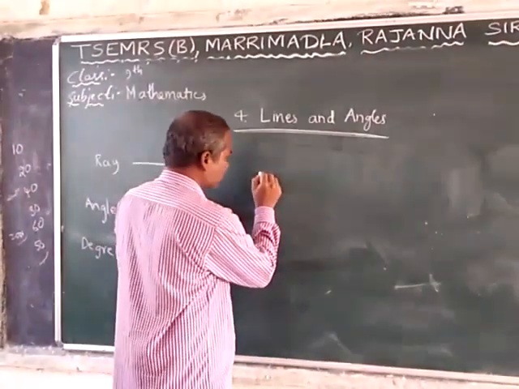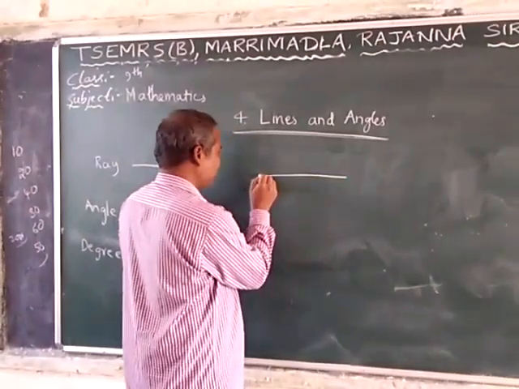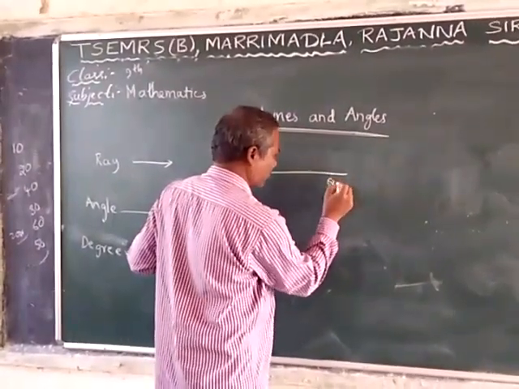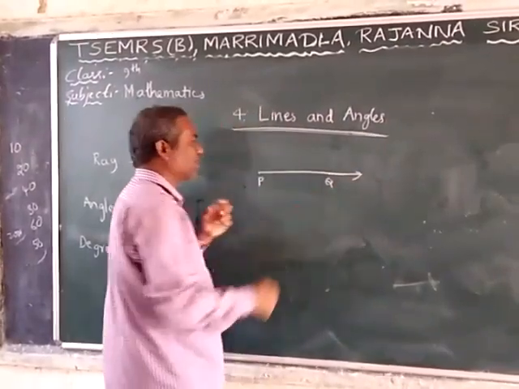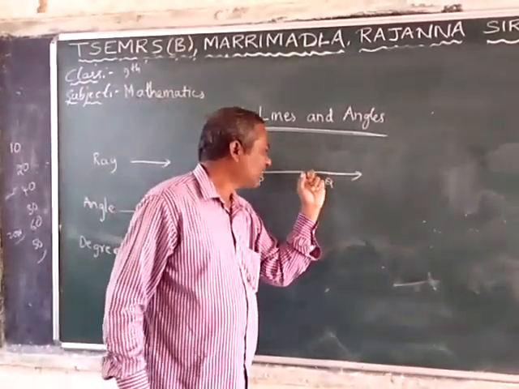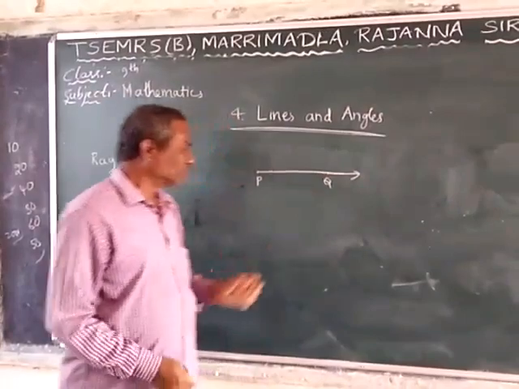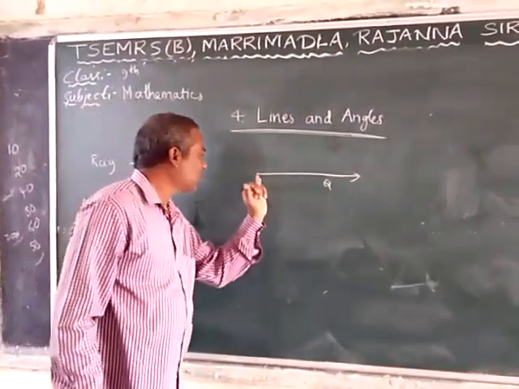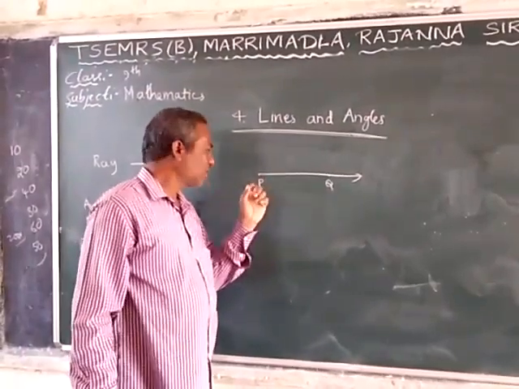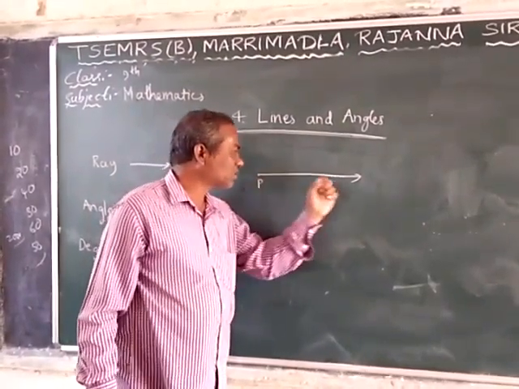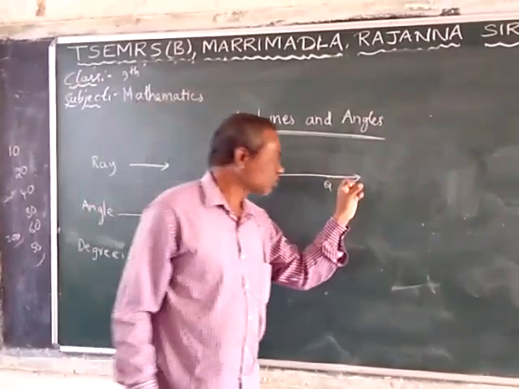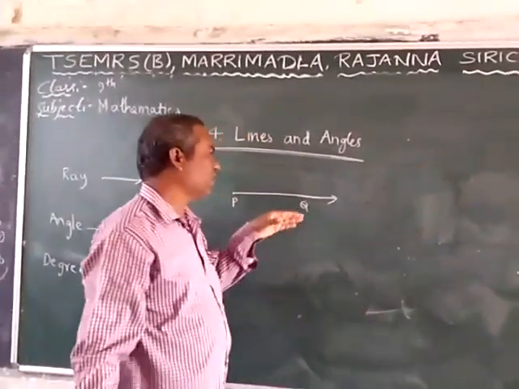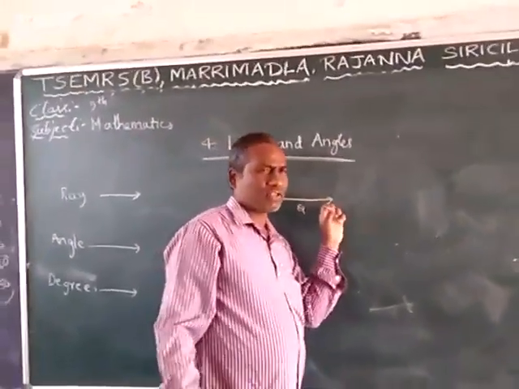How will it be? P, some Q. It is a point on this line, but Q is not an ending point. This ray has starting point P, but it has no ending point. As this arrow shows, it will go infinitely a very long distance. We cannot say where it will end.